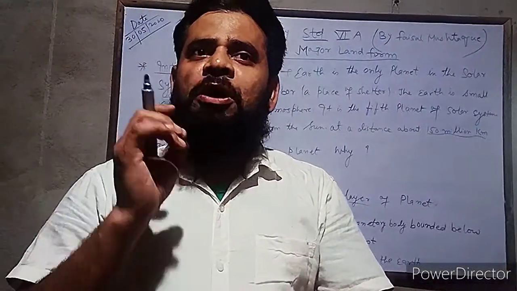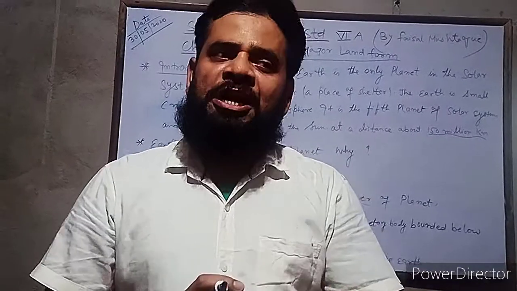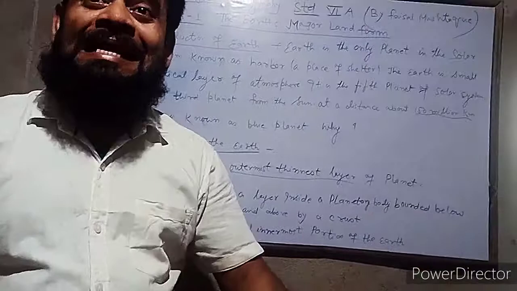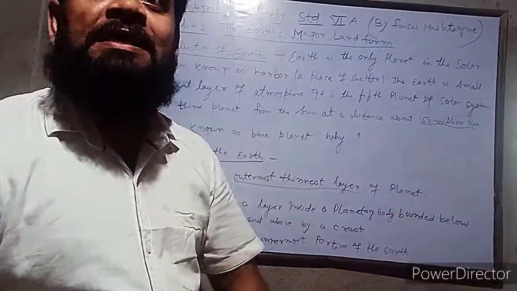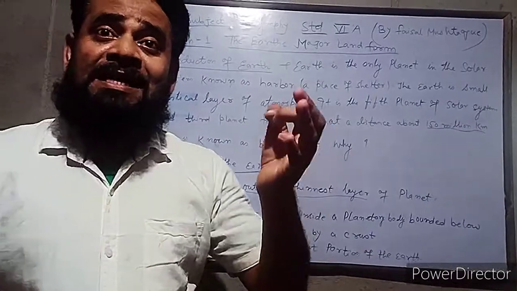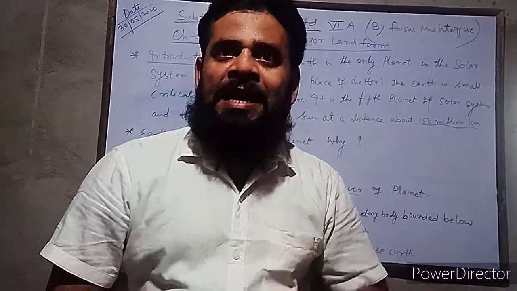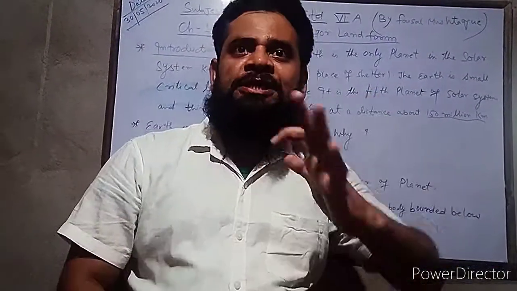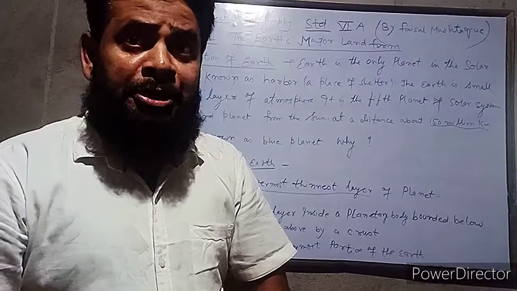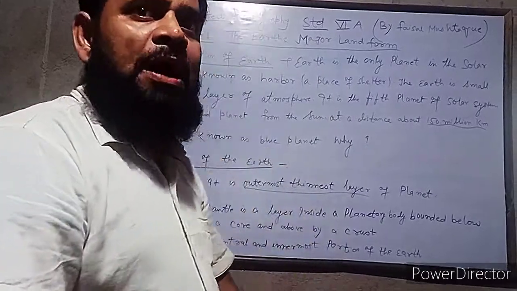Sial is the top layer of the lithosphere, and it consists of silica and aluminium. Sima is a layer below sial. It is made up of silica and magnesium. So now, mantle.